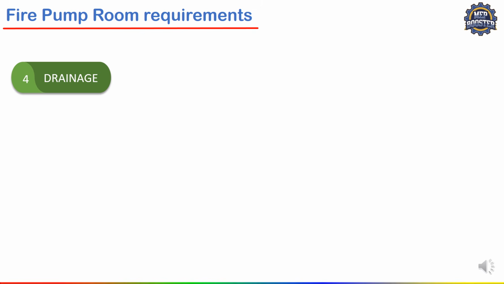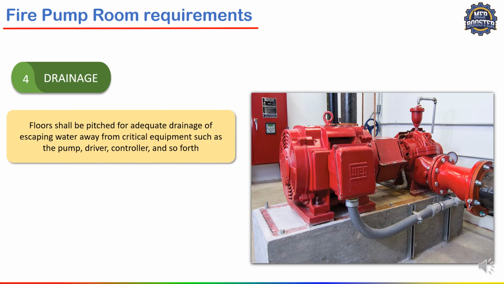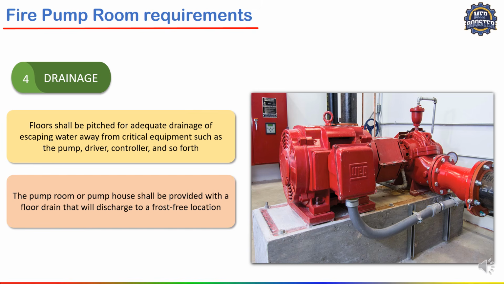Next is drainage. It means the floor should be pitched for adequate drainage of escaping water away from critical equipment such as the pump, driver, controller, and so forth. The pump room or pump house shall be provided with a flow drain that will discharge to a frost-free location. Is it clear? So these are the requirements of the pump room.